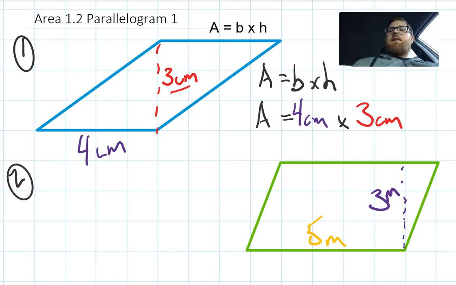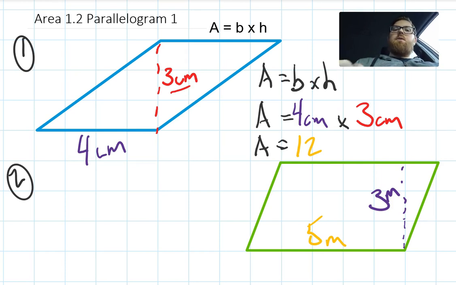So in this case, our area is 4 centimeters times 3 centimeters. All you need to do for this one is multiply the numbers. 4 times 3 gives me 12. Awesome. That seems simple enough, right?